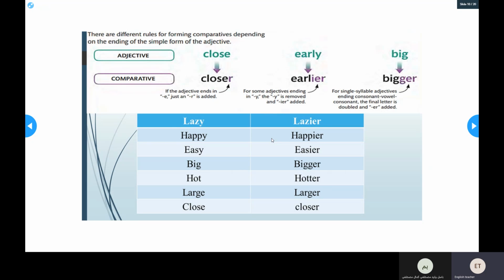So from here I can extract that the adjective ends with Y, and before it we have a consonant letter. So when I change it to a comparative, I will omit the Y or remove the Y and change it to I. Then we add the ER. Big, bigger, hot, hotter. So, adjectives that have one syllable, big, hot, I repeat the last letter twice. Big, bigger, hot, hotter. As for adjectives that end with E, there is an E, so I don't need to add another E plus R. No, I just add the R, like large, larger, close, closer.